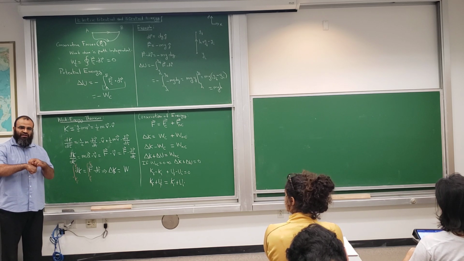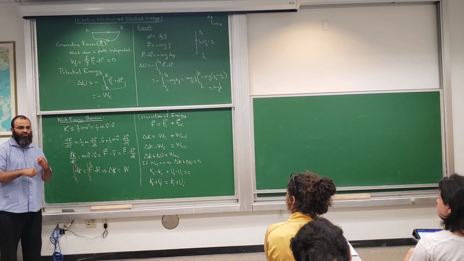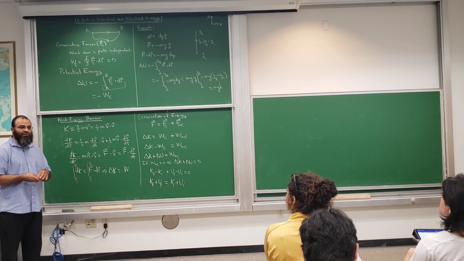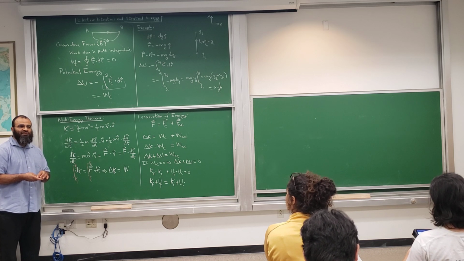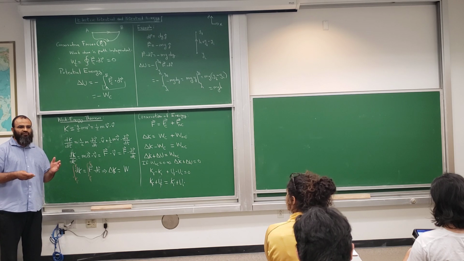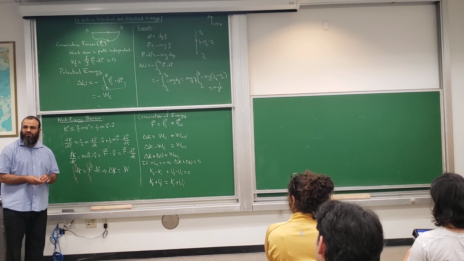So you remember gravitational force was a conservative force, G m1 m2 over r squared. The electric force is also a conservative force. It has the same form. Instead of G m1 m2, you have K q1 q2, and then the rest, 1 over r squared and r hat, everything is the same. So it is a conservative force.